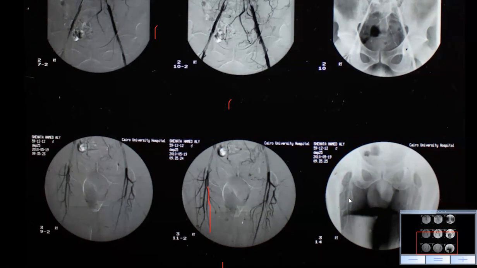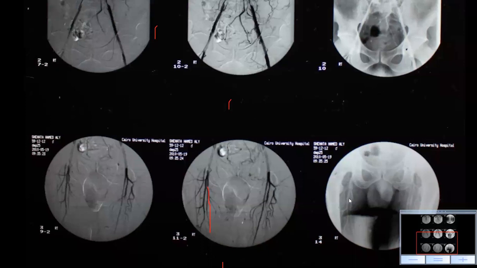What is the diagnosis? Just wrap up. So it's a conventional angiogram. It's not a conventional one, it's a digital one. Sorry, digital subtraction. We've got a bit of a problem with this because we haven't got a catheter. It's in fact a digital subtraction angiogram, yes.